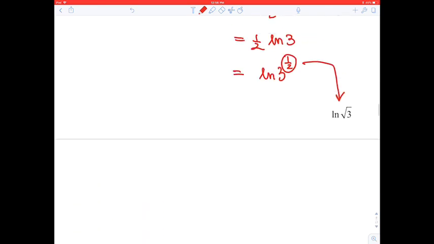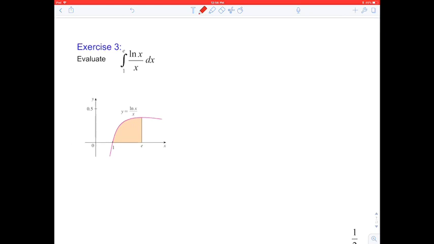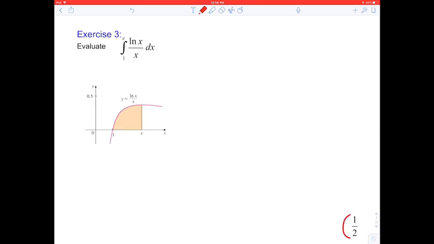Exercise, that was number 2. Exercise number 3. Let's evaluate the integral of ln of x over x dx from 1 to e. We don't really have to know what the function looks like, but I draw it, and since it is from 1 to e, the function is positive, so our integral will represent the area under the curve. We can actually see the answer is 1/2.